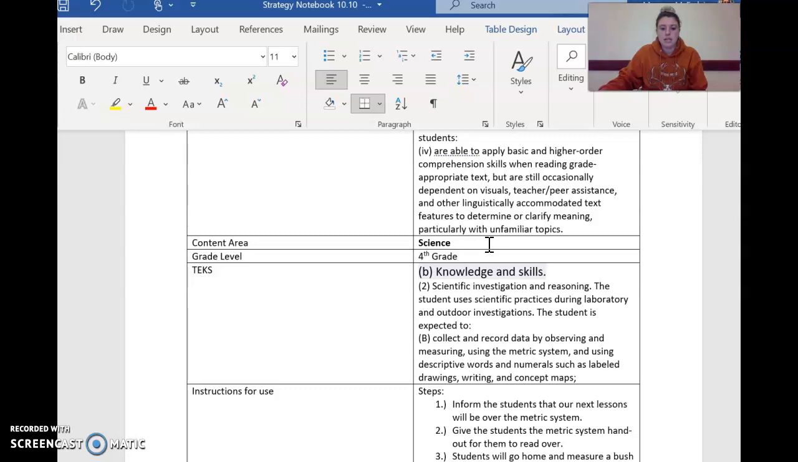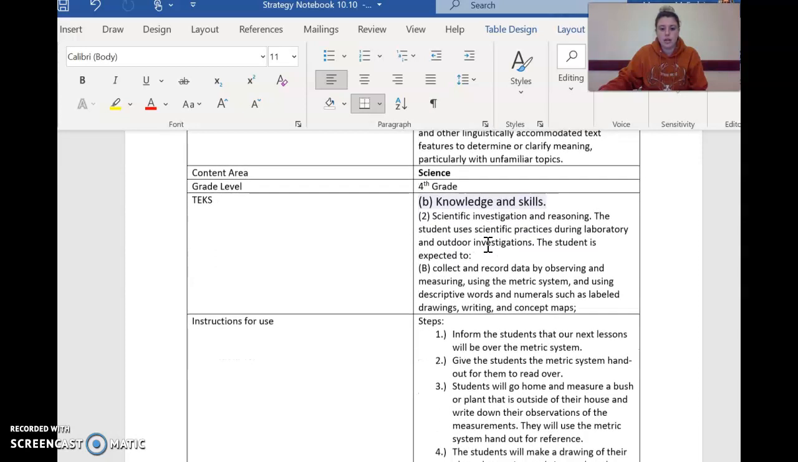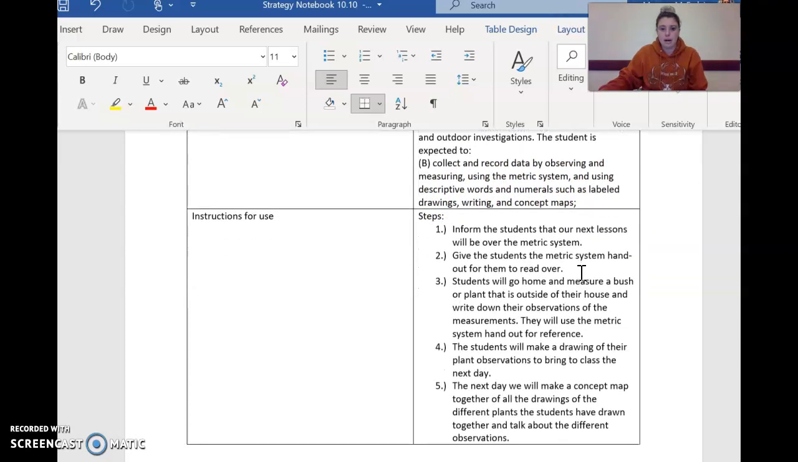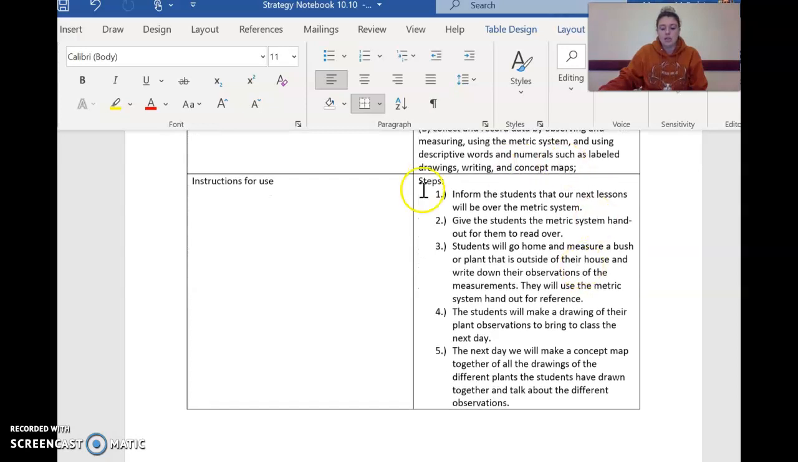Again, my content area is science and the grade level is 4th grade. My TEKs are on the metric system and creating drawings, writings, and concept maps again. This time though, I am going to send this home with the kids. It is a metric system chart explaining what a ruler is, a yardstick, and a tape measure. And then it goes into different metric conversions, and then the instructions for the assignment are at the end.